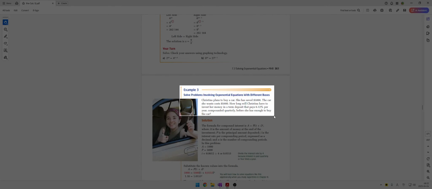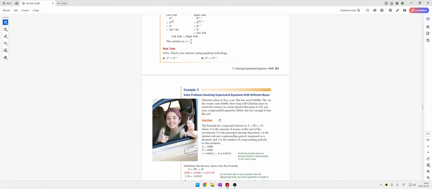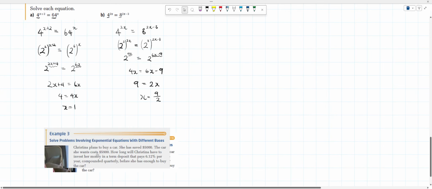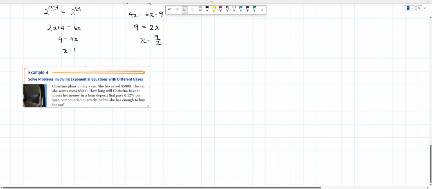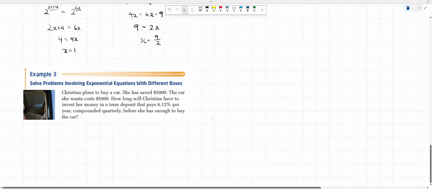Let's try Example 3. Christina plans to buy a car. She has saved $5,000. The car she wants costs $5,900. How long will Christina have to invest her money in a term deposit that pays 6.12% per year, compounded quarterly, before she has enough to buy the car?